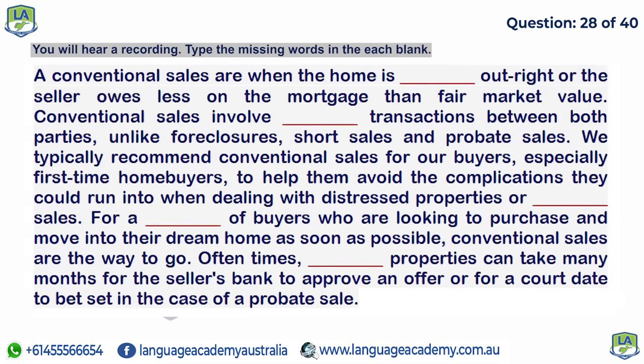A conventional sale is when the home is owned outright or the seller owes less on the mortgage than fair market value. Conventional sales involve quicker transactions between both parties, unlike foreclosures, short sales, and probate sales. We typically recommend conventional sales for our buyers, especially first-time homebuyers, to help them avoid the complications they could run into when dealing with distressed properties or probate sales.